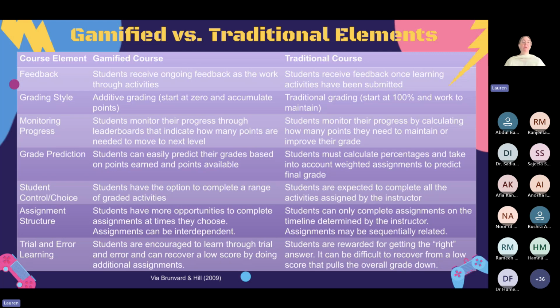The third point is monitoring progress. And so in gamified courses, students monitor their progress, perhaps through a leaderboard that indicates how many points are needed to move to the next level. So for example, they complete an activity that's worth 10 points, and they need 15 points to move to the next level and maybe unlock another activity that's worth more points. So they might need to do an extra activity, or they might need to do something else in order to get up to that level and unlock the next part of the course.